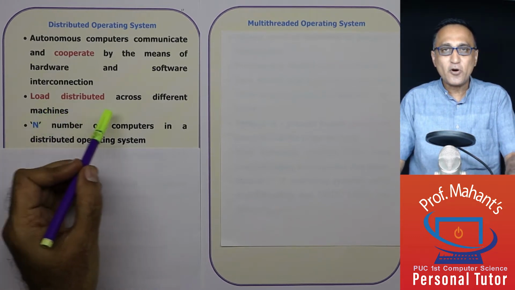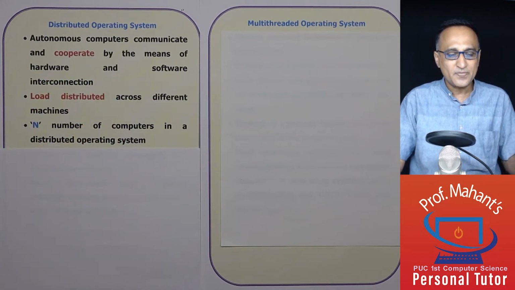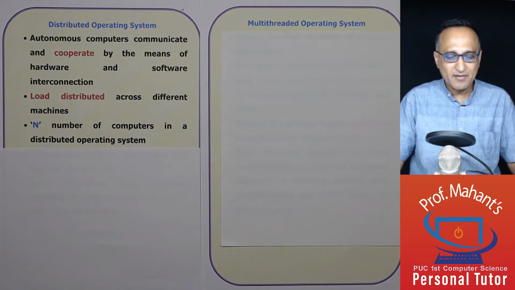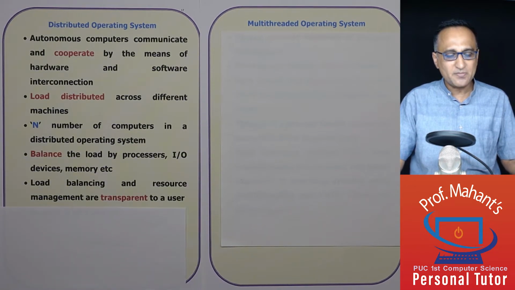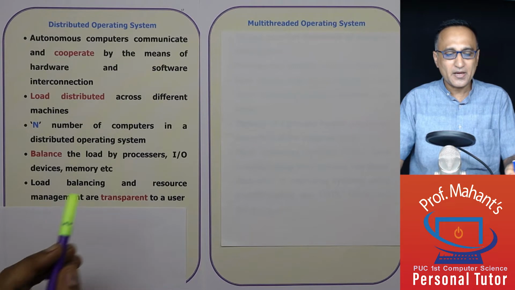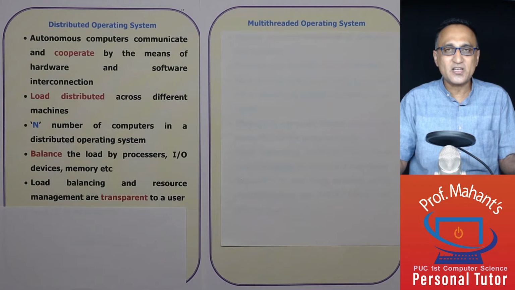So the load is uniformly distributed across different computers on that distributed operating system network. So we can assume that there are n number of computers. In my case, n happens to be 100 computers in the distributed operating system. The job of a distributed operating system is to ensure that the load is equally borne by different processors, IO devices, memory, etc. Not just one set of machines are exhausted and overloaded and the others are idle. It ensures that all the resources are used uniformly and effectively without overburdening one and underburdening the others.